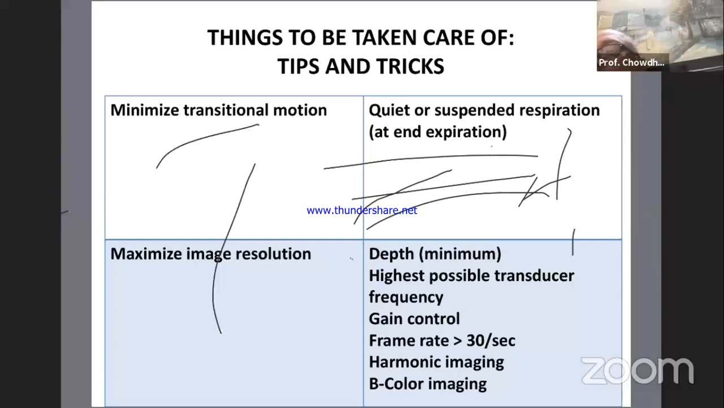In our first lecture we saw, Dr. Firoz has elaborated that very nicely. I was so impressed with that lecture. We have to have the minimum depth. We have to have the highest possible transducer frequency, and the frame rate should be more than 30, and of course the gain should be optimum.